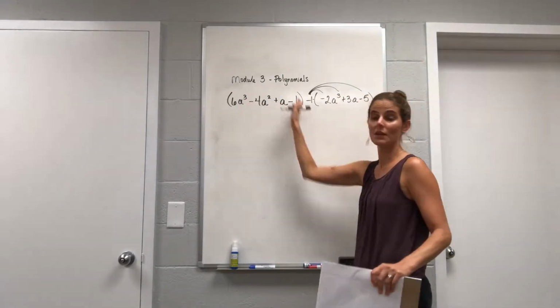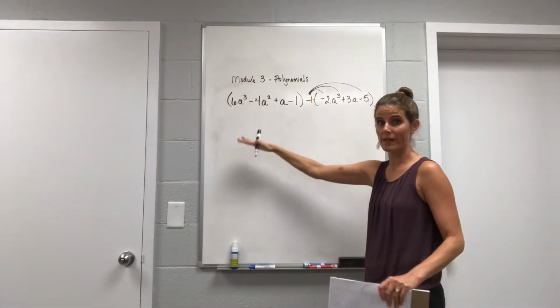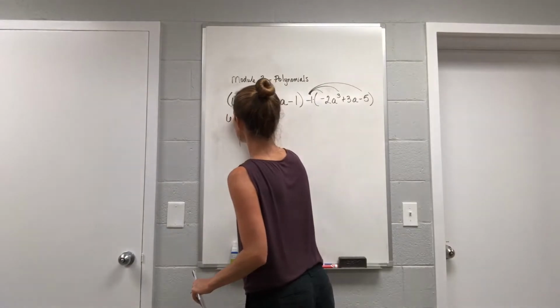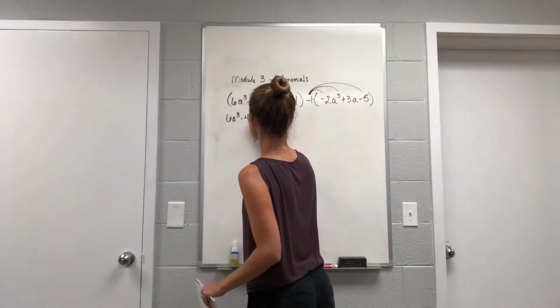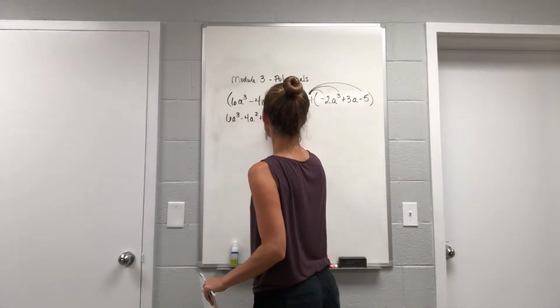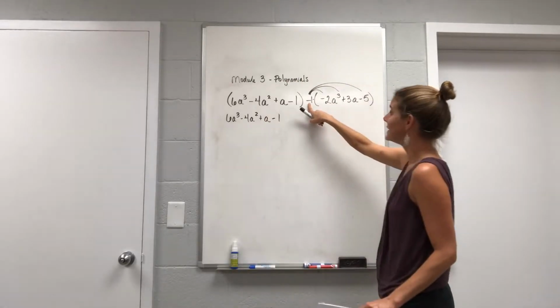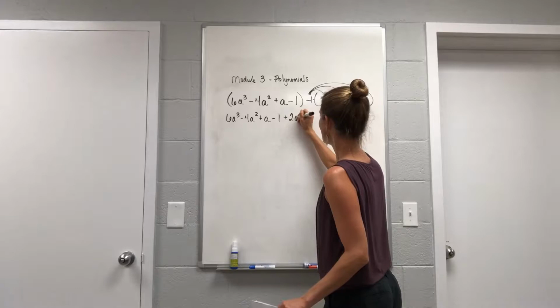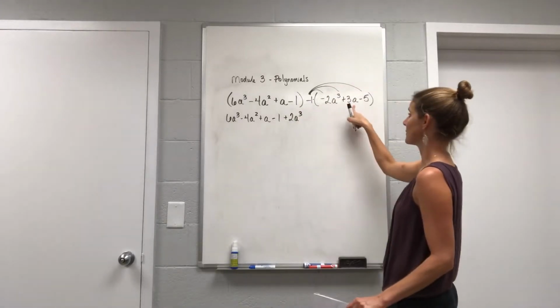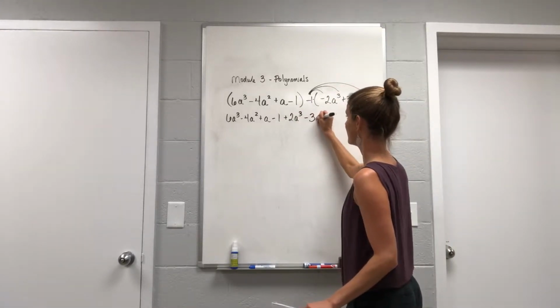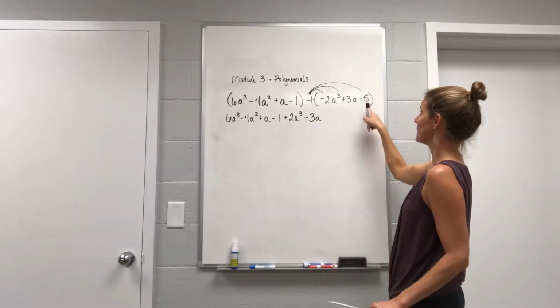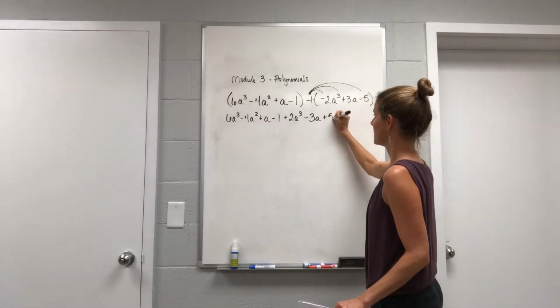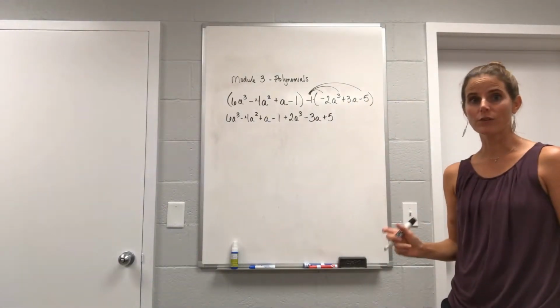This one, we're not doing anything to. There's no negative out front. We're just going to bring that down in this next step. So that's 6a cubed minus 4a squared plus a minus 1. And then negative 1 times a negative 2a cubed is a plus 2a cubed. Negative 1 times 3a is going to be negative 3a. And then negative 1 times the negative 5 will be a positive 5. So that is the first thing you need to do with subtraction.